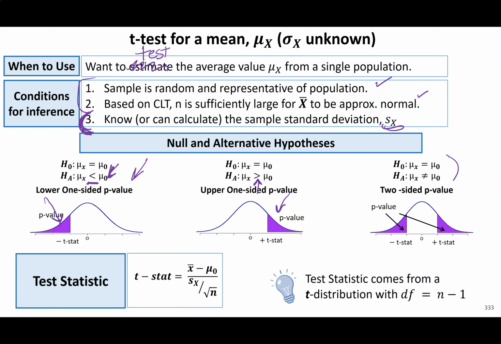Here, this one's a tiny bit trickier because you have to look at both sides. If you have a negative test statistic, you'll take the area lower, and that's your one-sided p-value. You multiply it by 2 to get both sides.